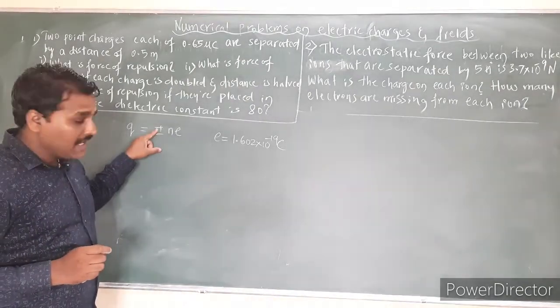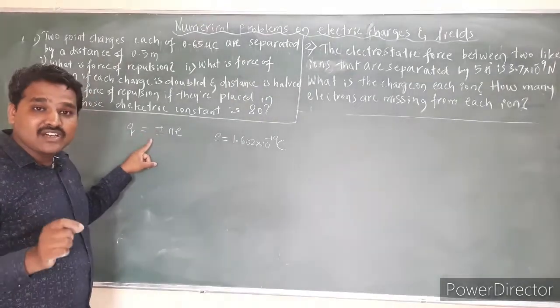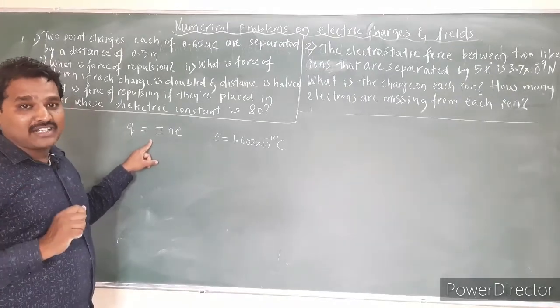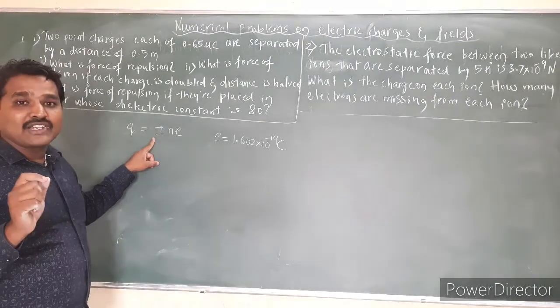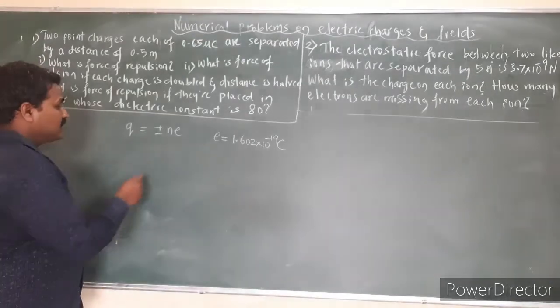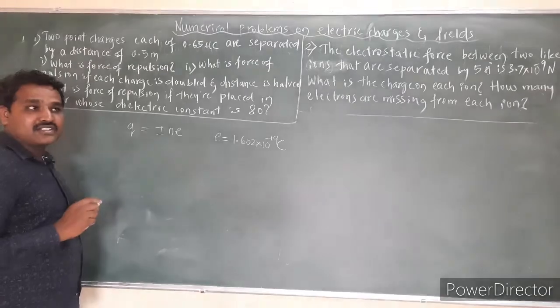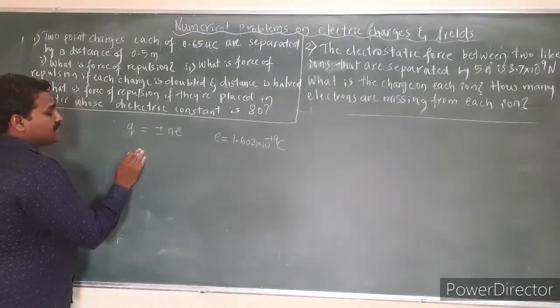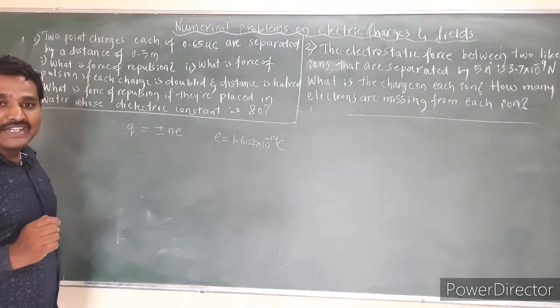Here I have plus or minus n into e. We know the object gets positively charged when it loses electrons, and the same object gets negatively charged when it gains electrons. In that case, the number of electrons will be more than the number of protons present in the object. So this is the statement of quantization of charge. Next we have Coulomb's law of electrostatics.